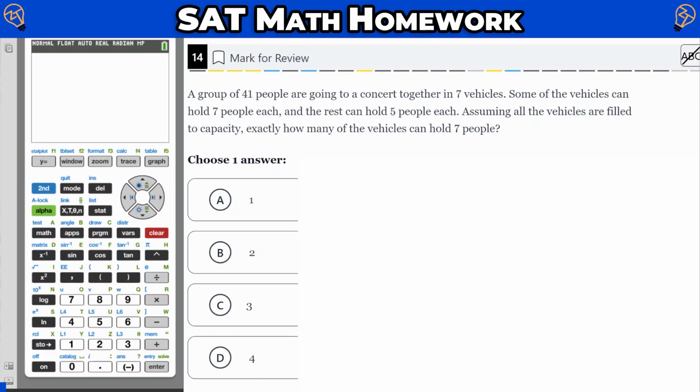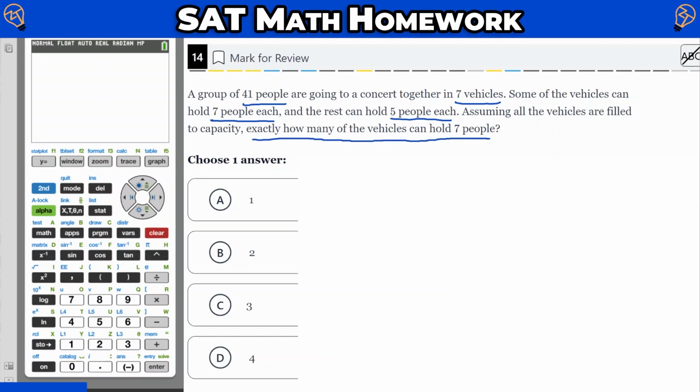So here we have a question that's asking us about vehicles and number of people. So let's go ahead and get clear about what our unknowns are and what we're looking for. We know that we have a total of 41 people traveling in 7 vehicles. Now, some vehicles hold 7 people, whereas the rest of the vehicles can hold 5 people each. So based on the question, we can see that they're asking for the number of vehicles that can hold 7 people.